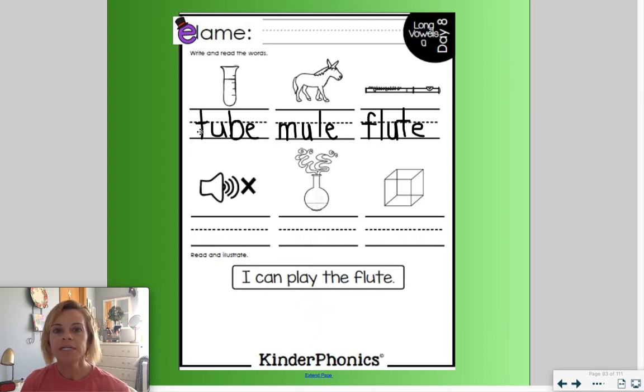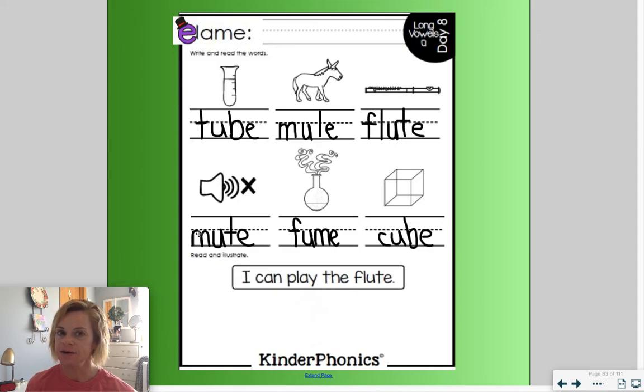All right, let's see how we did with the words in the bottom row. These were a little bit more challenging. So mute is M-U-T-E. Fume is F-U-M-E. And cube, since it has a U, it starts with a C. C-U-B-E. Now, if you need to fix any of your lowercase letters, you can push pause and fix them. And when you're ready to read and illustrate your sentence, you can push play.